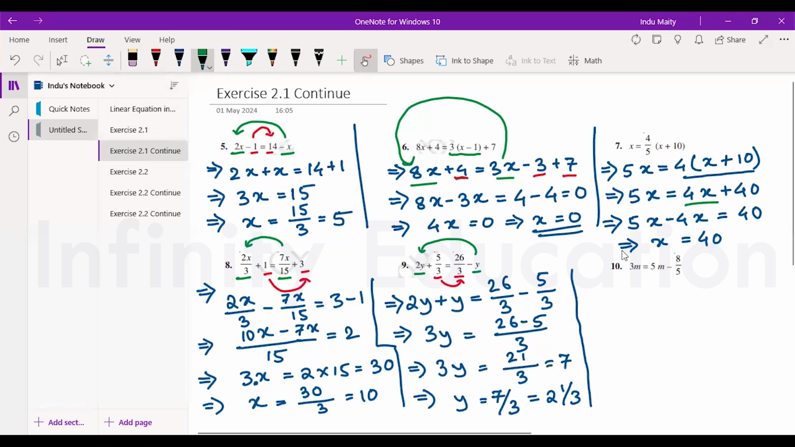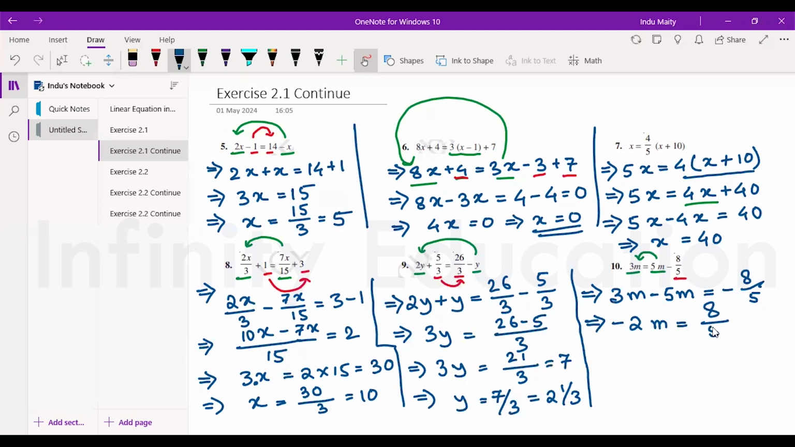Let's do the next one. Positive 3m and positive 5m on the right side. So if we take it to this side, it will be negative. And there is only one constant, that is negative 8 by 5, which is on the right side, so we should not be bothered about it. Now, the 3m as it is. So positive 5m on the right side, if we take it to the left side, it will be negative 5m is equal to negative 8 by 5. Now, 3m minus 5m is negative 2m is equal to 8 by 5.